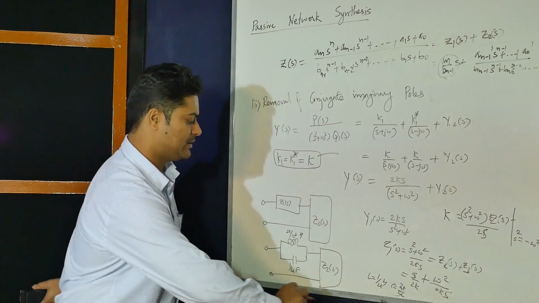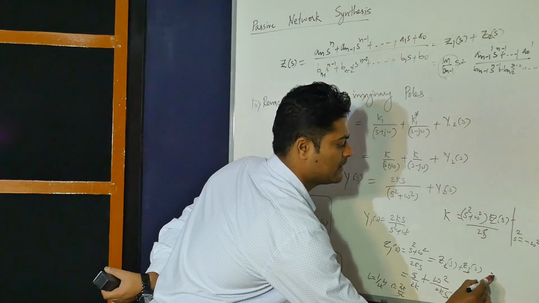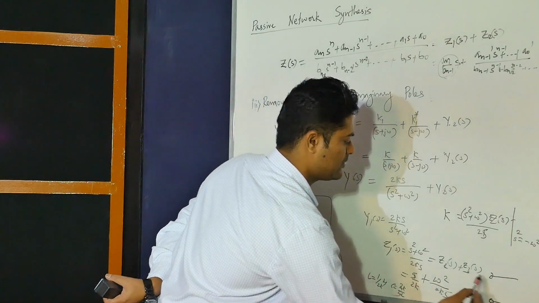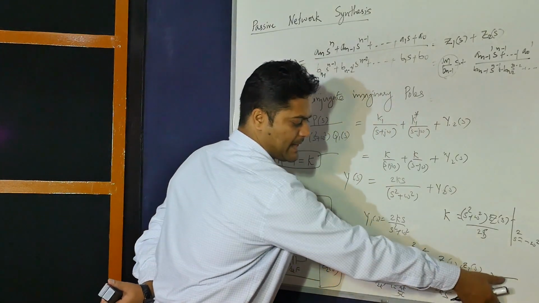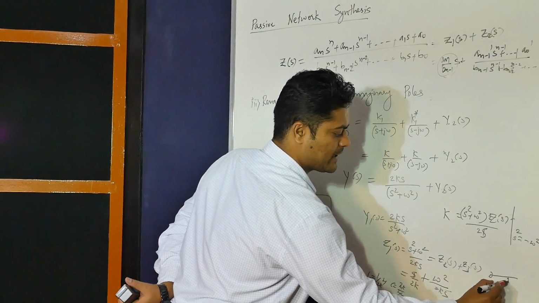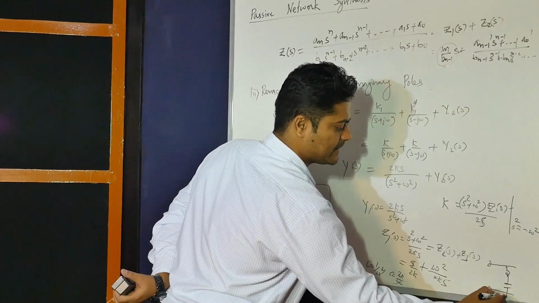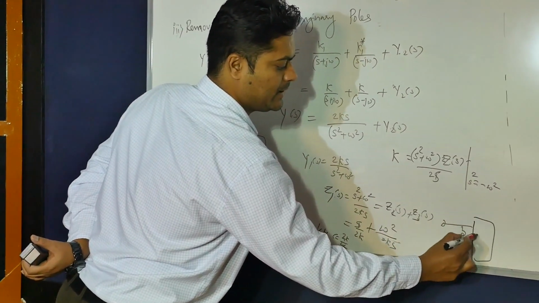So what happens in the next case, we have Y1 in parallel to Y2. So we have inductor and capacitor, and this will be Y2.